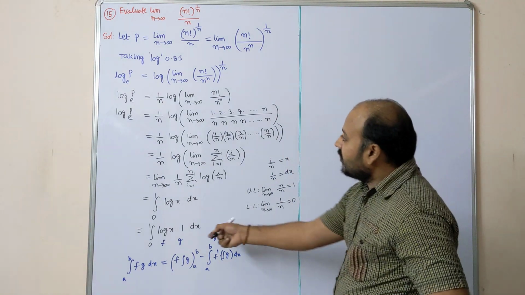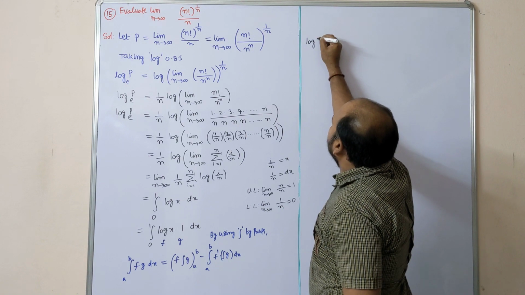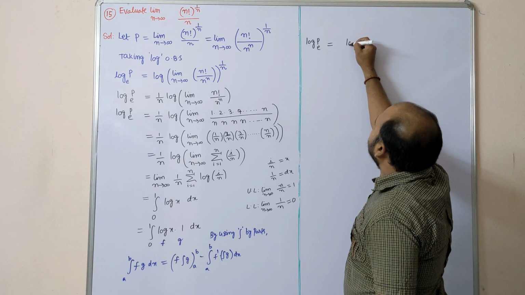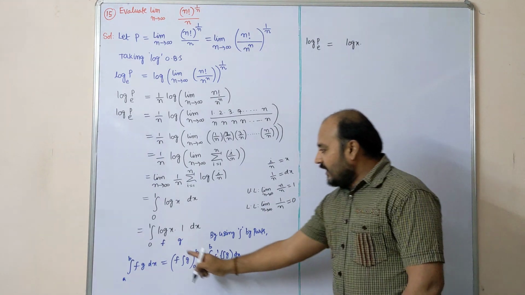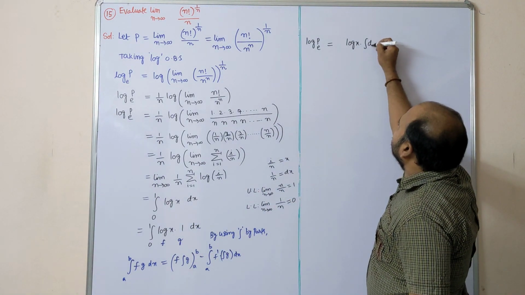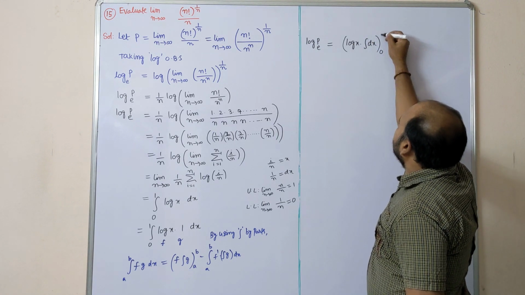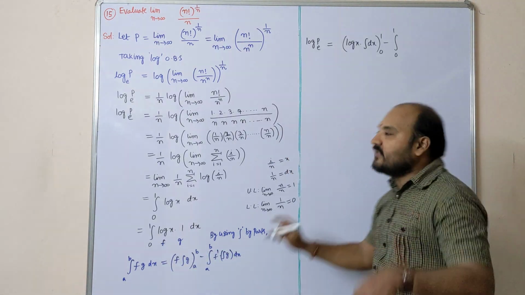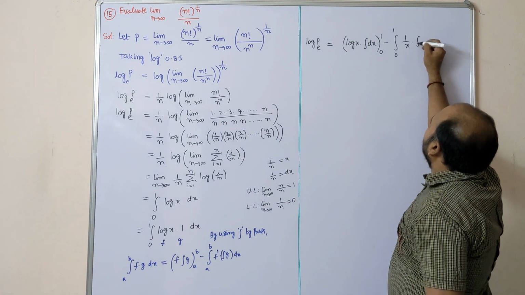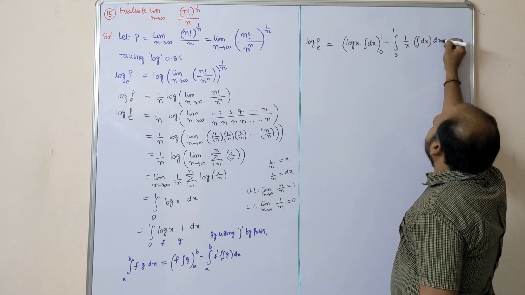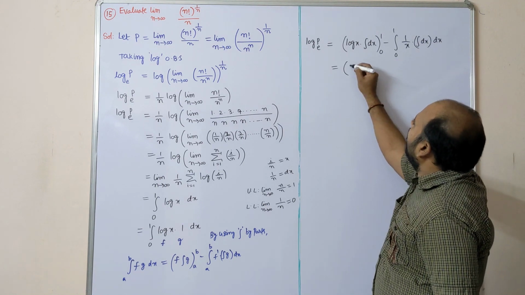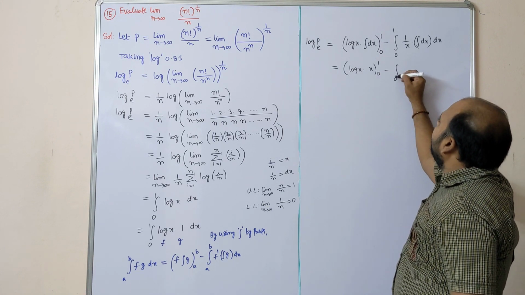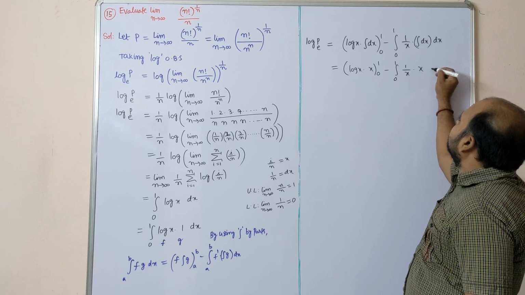So now, log p to the base e is equal to, here f means what? Log x into integral g, integral 1 into dx, applying the limit 0 to 1, minus integral 0 to 1, f dash of x, log x derivative is 1 by x, integral 1 into dx, whole dx. So log x into integral dx is x, applying the limit 0 to 1. Integral 0 to 1, 1 by x into integral dx is x.